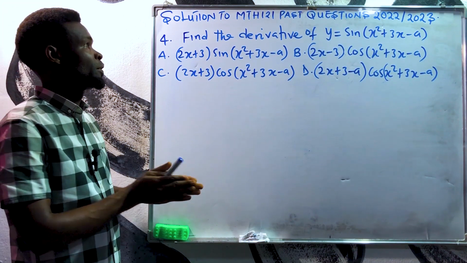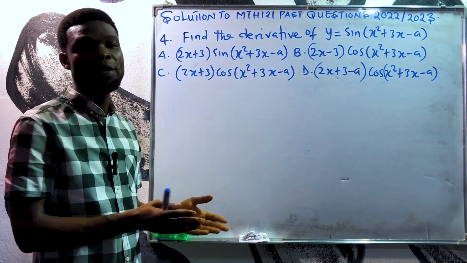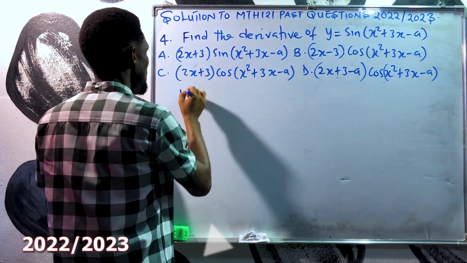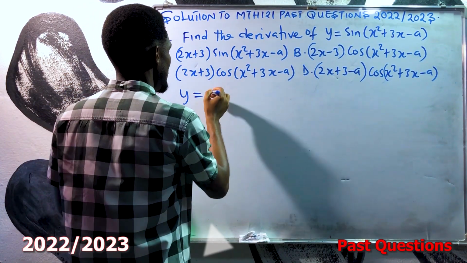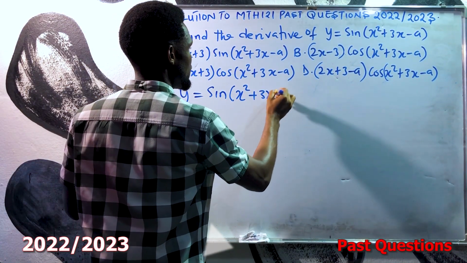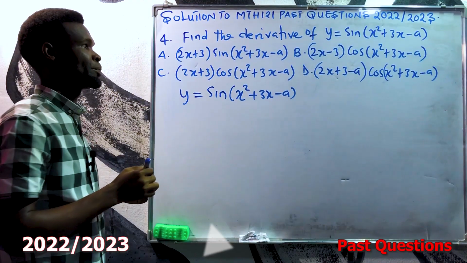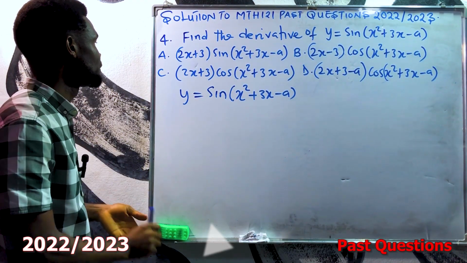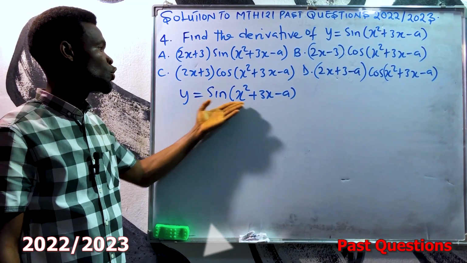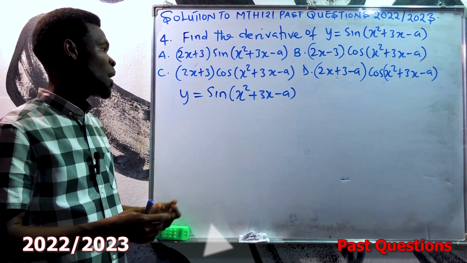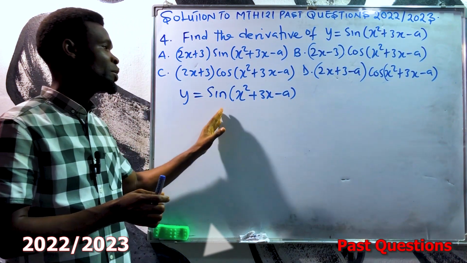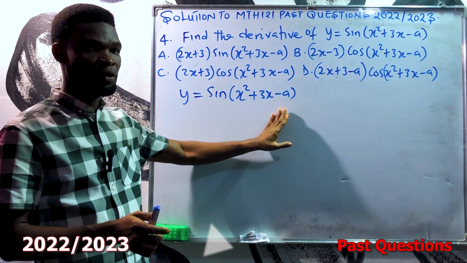Okay, question number 4, still from the 2022-2023 past question. It says we should find the derivative of the function y equals to sine into x squared plus 3x minus a. Okay, looking at the function here, this is a trigonometric function. And how do we differentiate a trigonometric function? So I'm going to differentiate this using a shortcut.